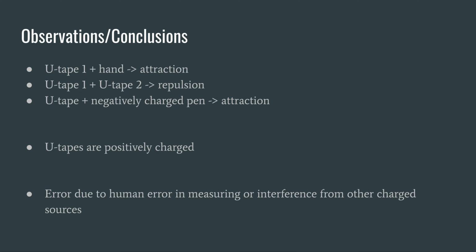So the observations and conclusions. It was observed that putting your hand near tape number 1, or tape A, showed an attractive force between both objects, and there was also a repulsion between both tapes. And when a negatively charged pen was held close to each tape, a force of attraction was observed. So it could be concluded from this information that the tapes are positively charged, as opposite charges attract and like charges repel each other.